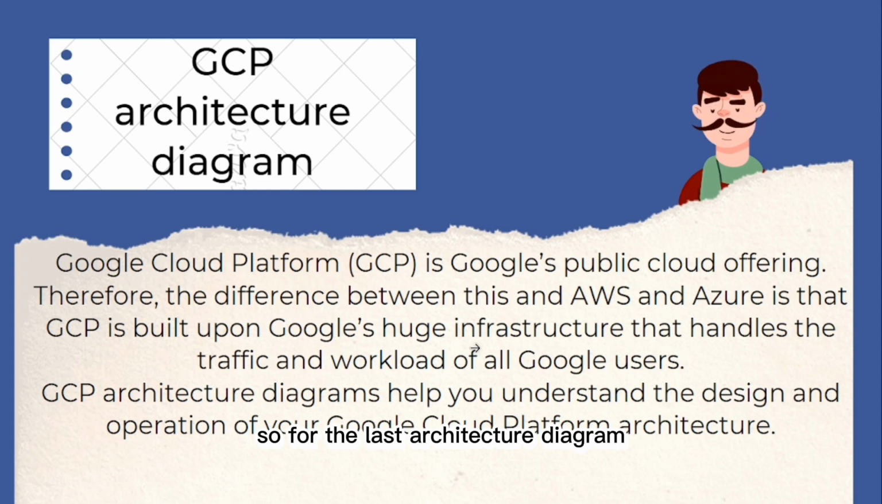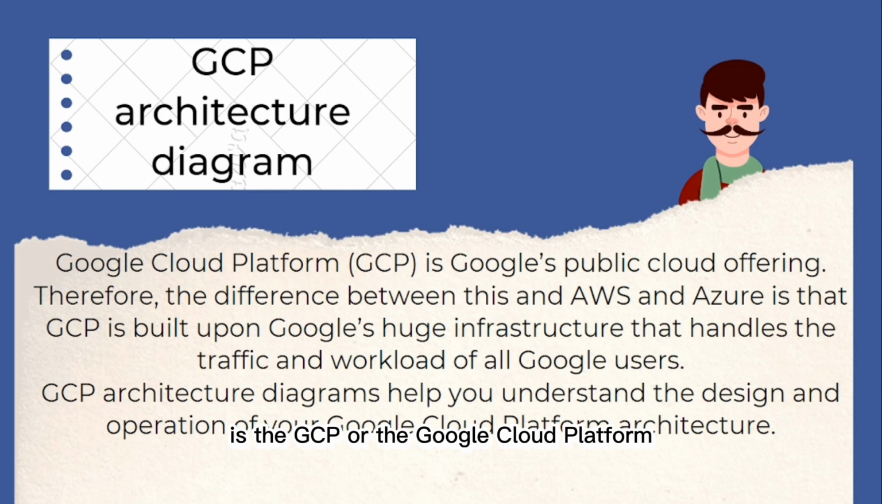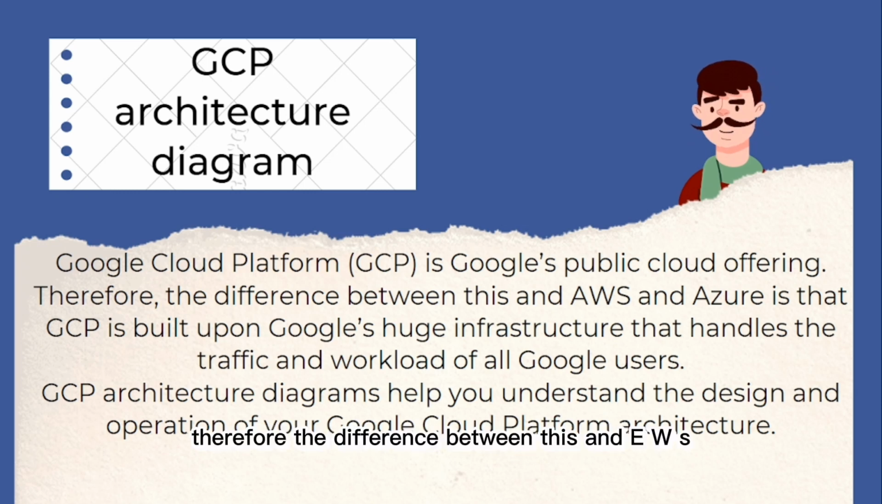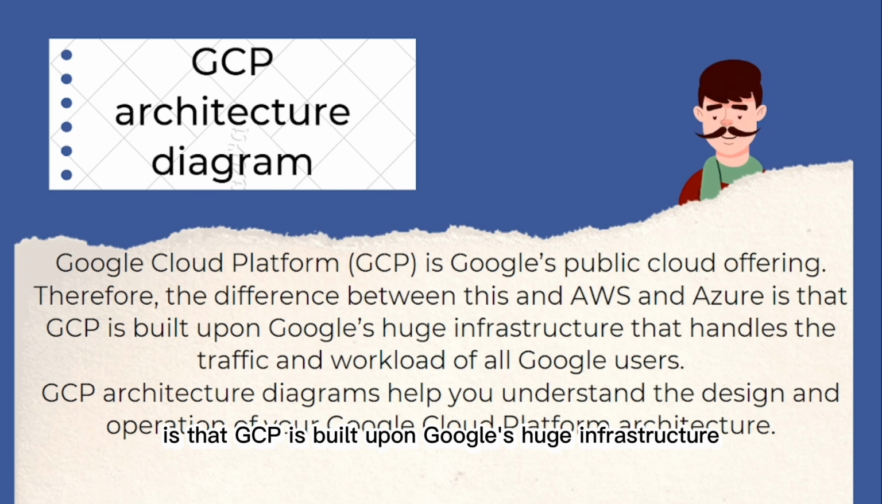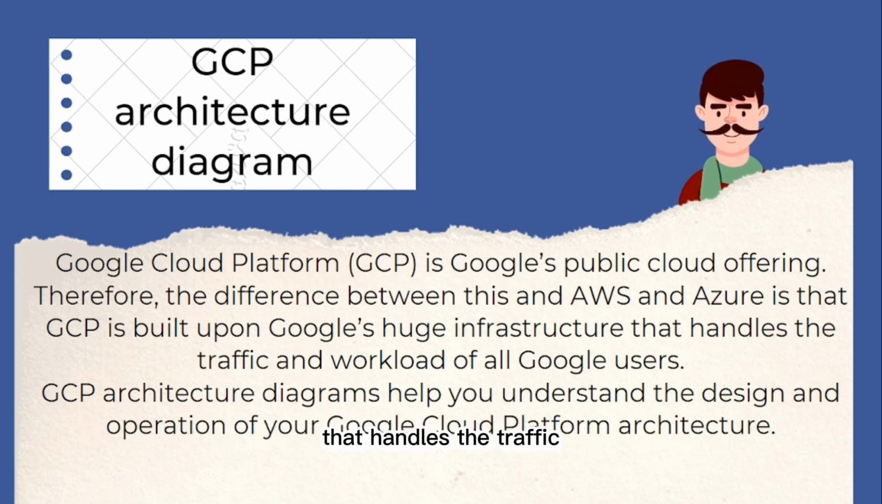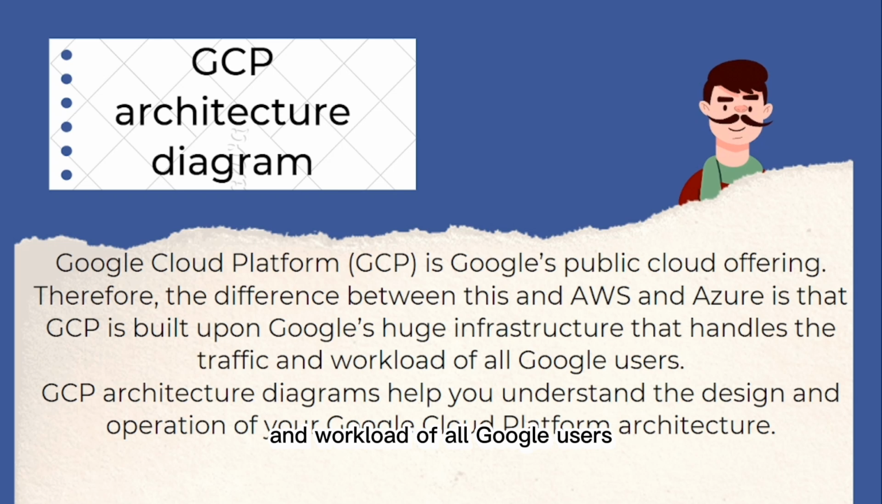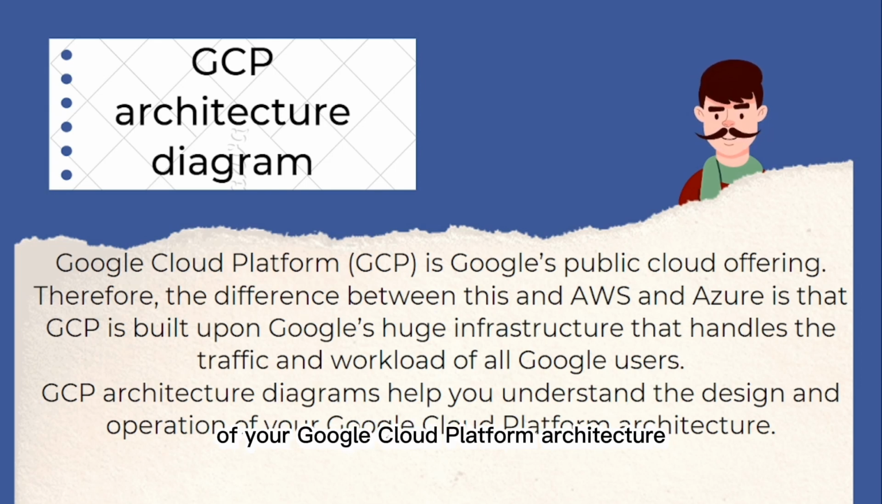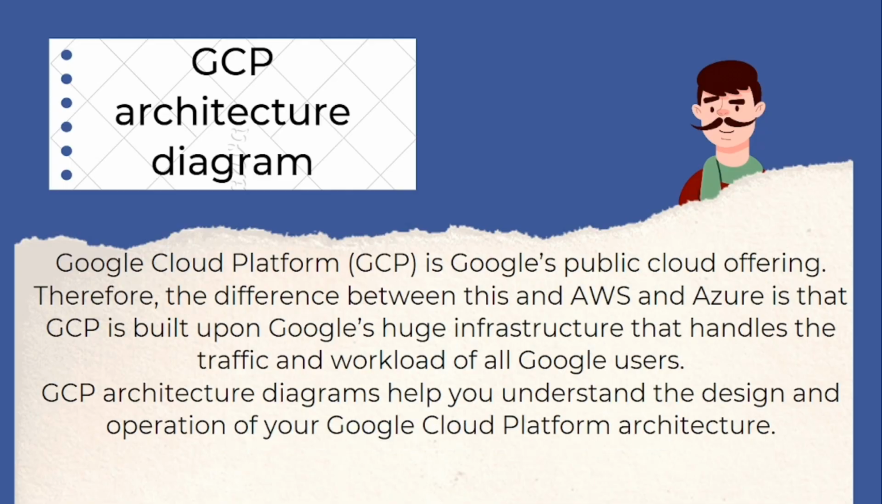So for the last architecture diagram, it is the GCP, or the Google Cloud Platform, which is Google's public cloud offering. The difference between this and AWS and Azure is that GCP is built upon Google's huge infrastructure that handles the traffic and workload of all Google users. The GCP architecture diagrams help you understand the design and operation of your Google Cloud Platform architecture.